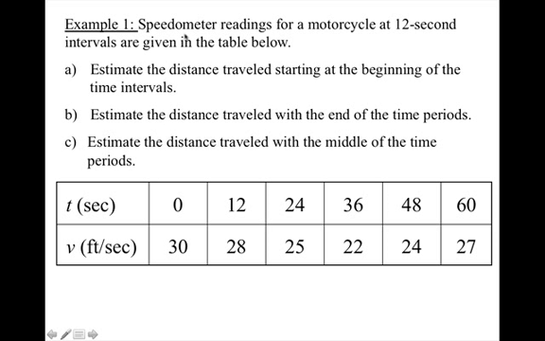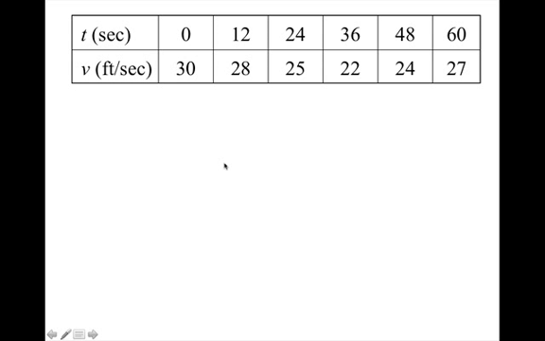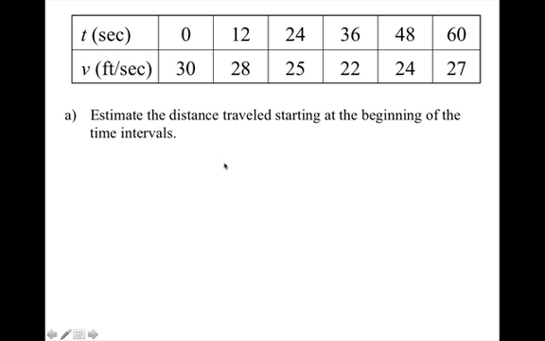For our first example, we have the speedometer readings for a motorcycle at 12-second intervals given in the table below. We want to first estimate the distance traveled using the beginning of the time intervals, then using the end of the time intervals, and then using the middle of the time periods. So that means left rectangles, right rectangles, and midpoint rectangles. To do part A, we're going to estimate the distance traveled starting at the beginning of the time intervals.